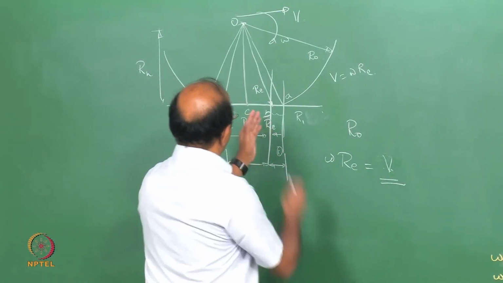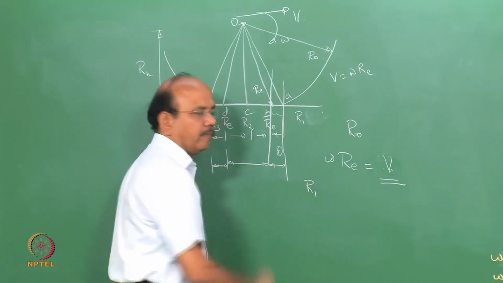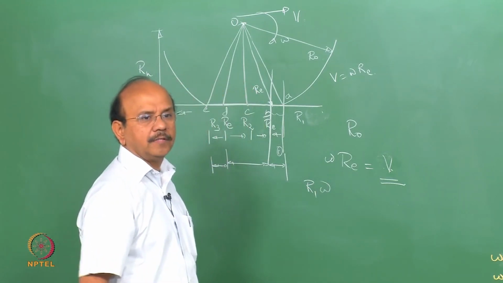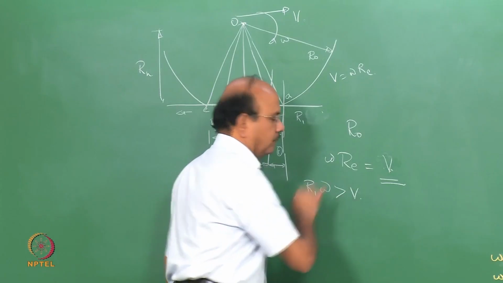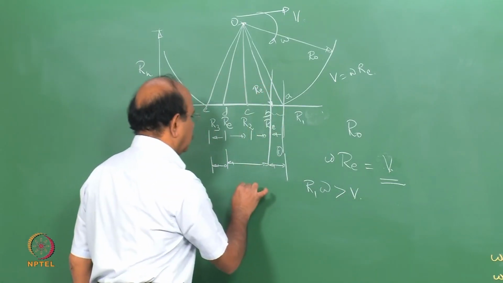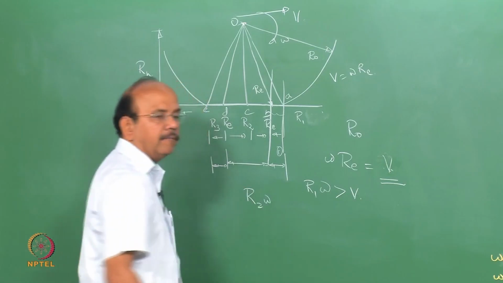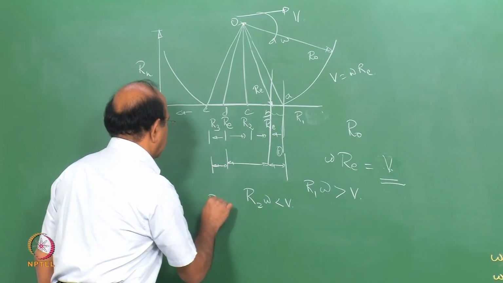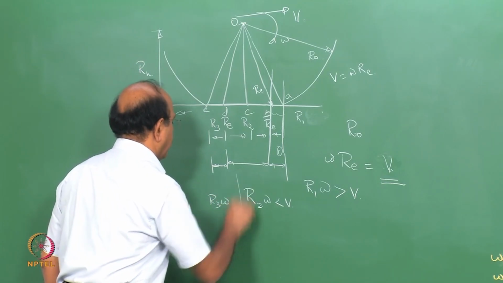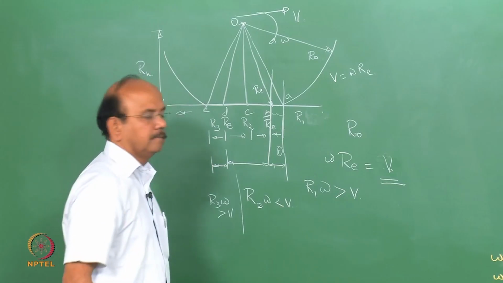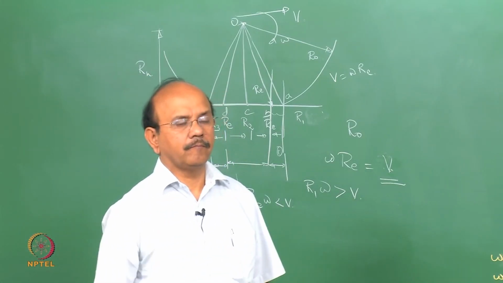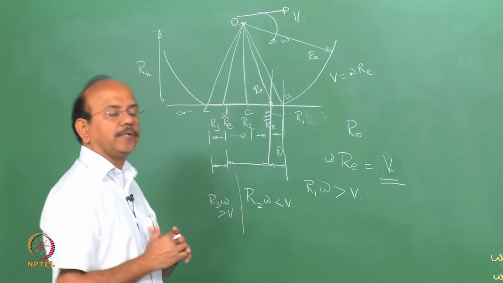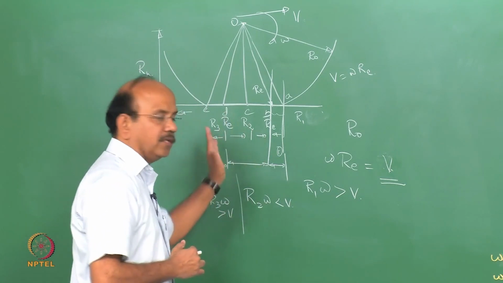So between A and B, R1 multiplied by omega is greater than v. In this region, R2 multiplied by omega is less than v. And in this region, R3 multiplied by omega is again greater than v. So that gives us a very interesting picture of what happens in these three regions.